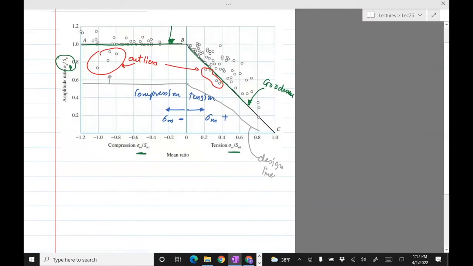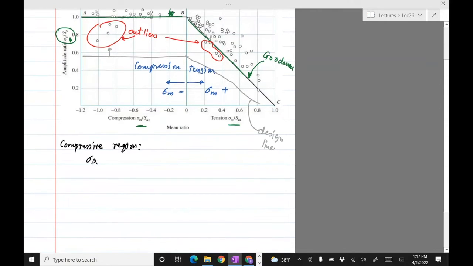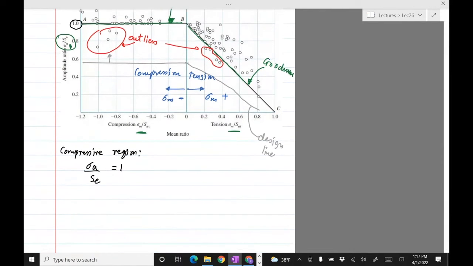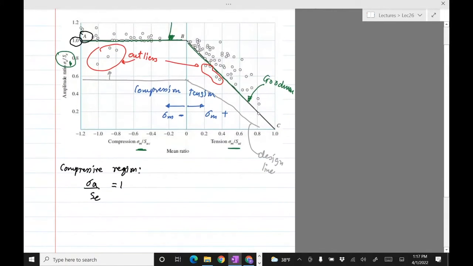You can write an equation for the left side. It's pretty simple. In the compressive region, we have simply sigma A divided by SE equals 1. That's the simple model for the compressive region. So that would be, if you can see this, line AB.